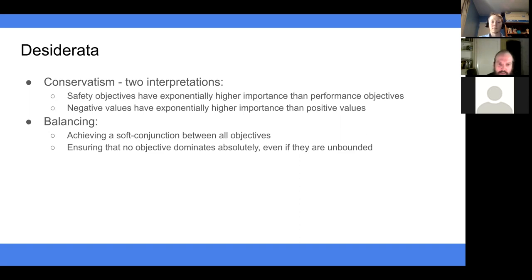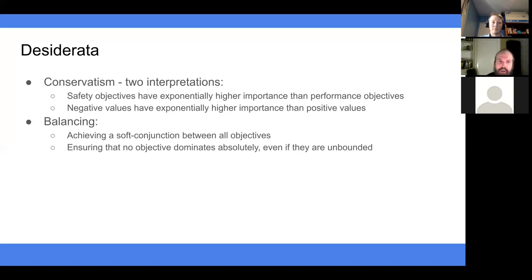First is conservatism, which has two interpretations. The first interpretation is that safety objectives have exponentially higher importance than performance objectives. And the second interpretation is that any objective, including the performance objectives, has exponentially higher importance in case it is in the negative range of its values.